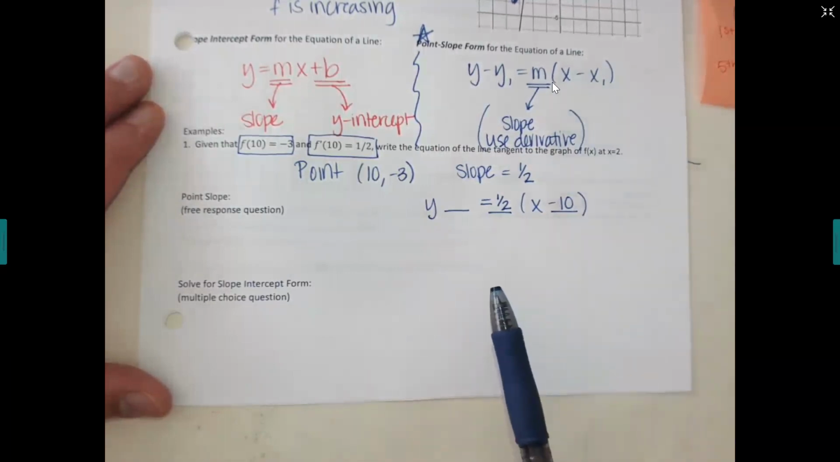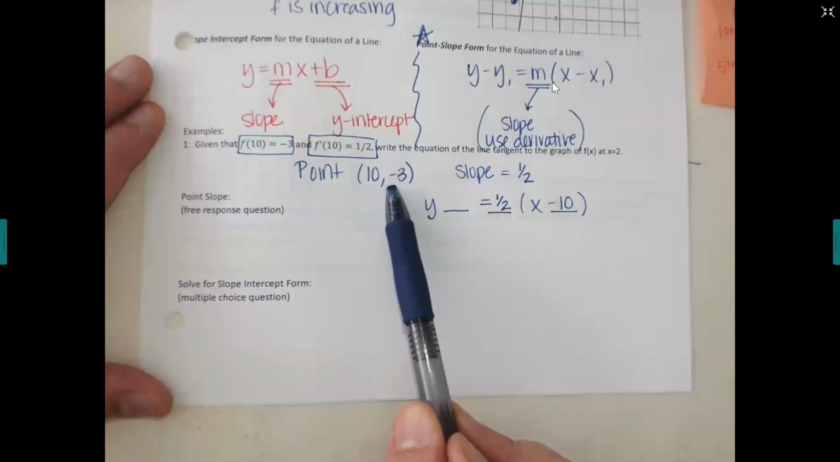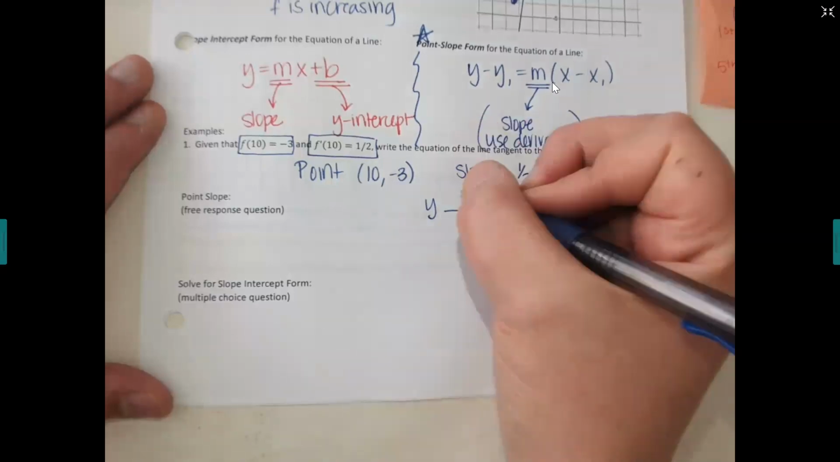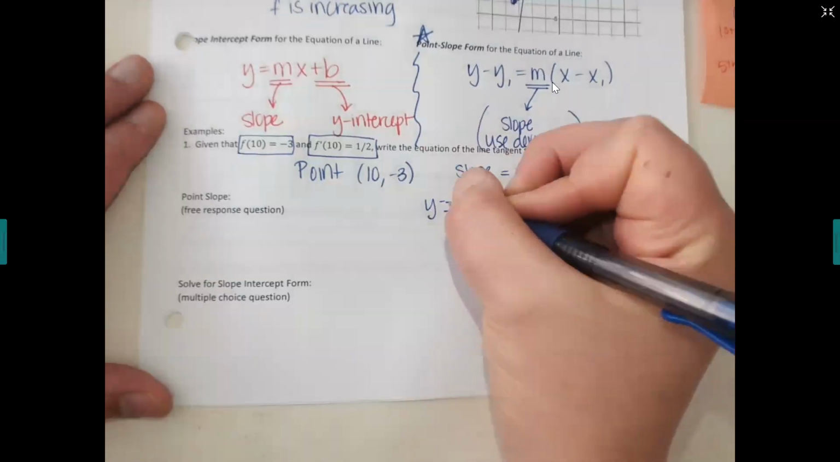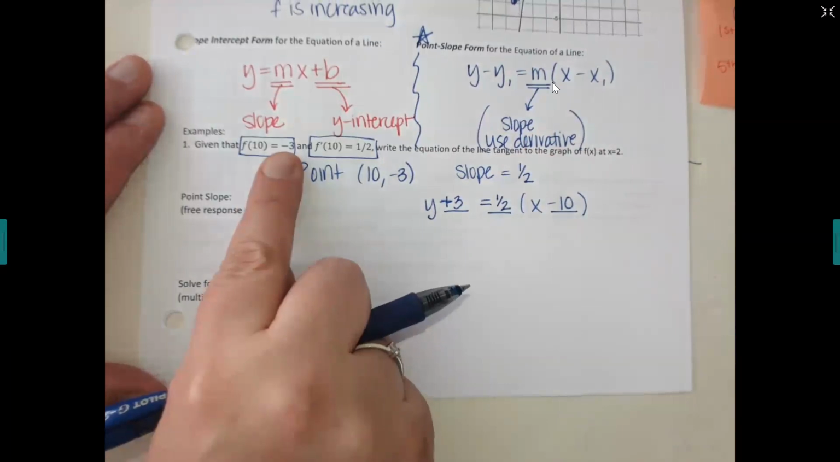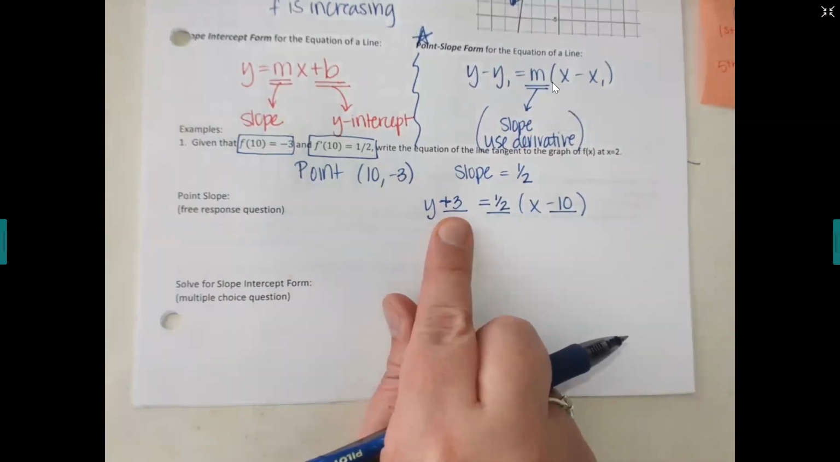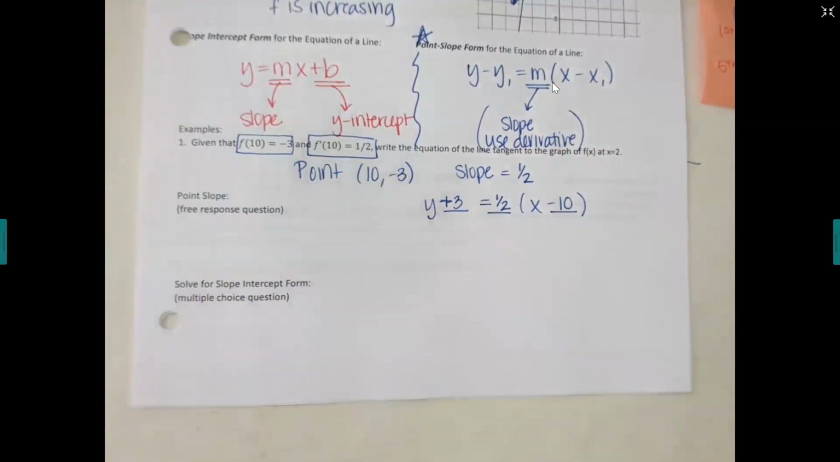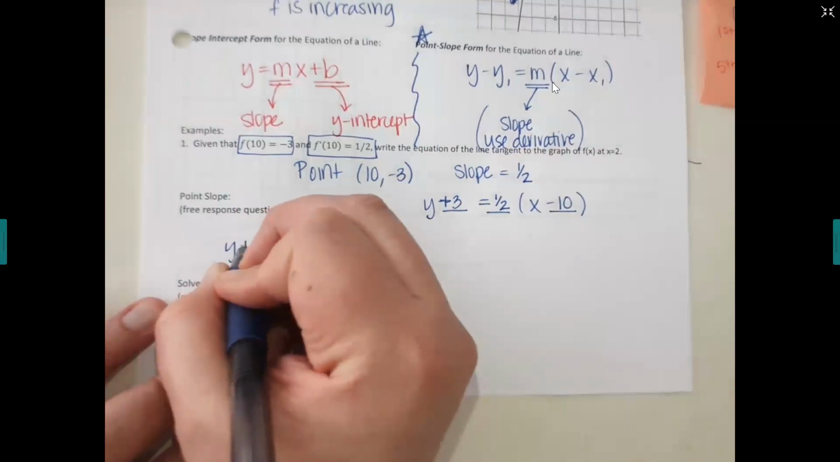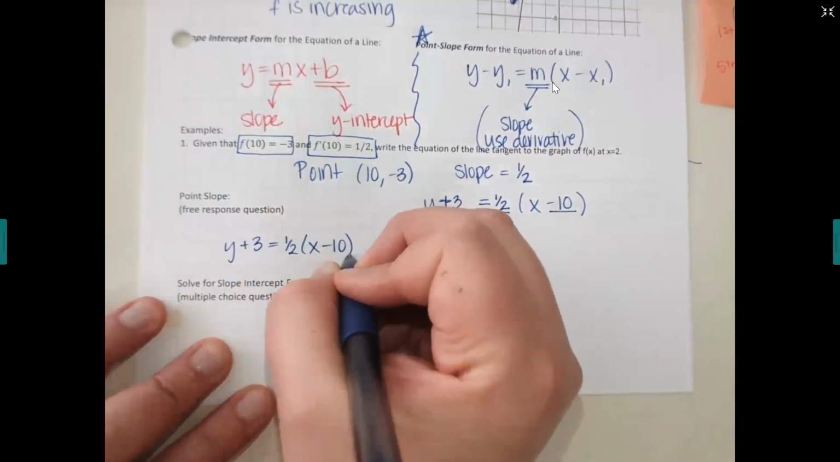Then for my y, I want to put minus y1, but my y is already negative. What am I going to get if I minus negative? Plus 3. So what I like to think about is that for the x and the y, you're just going to put the opposite. If your actual y is a -3, put a +3 into your equation. From there, if you're just told to write the equation, this is done. So I'm going to rewrite it over here. y plus 3 equals 1/2 times x minus 10.